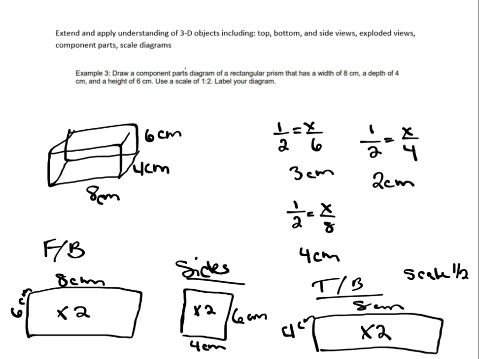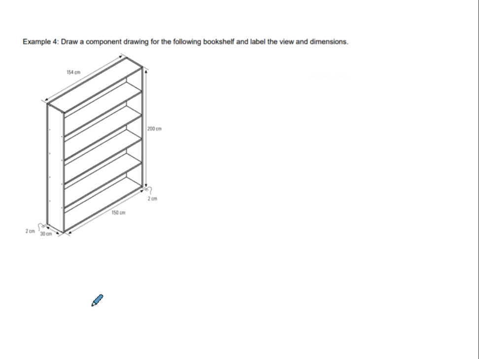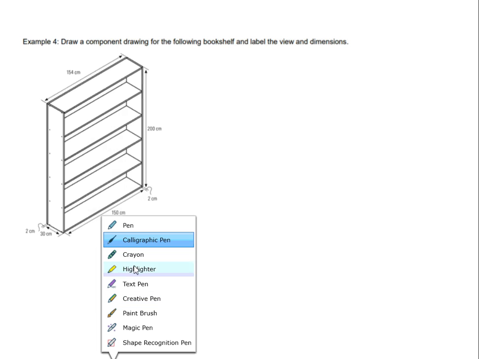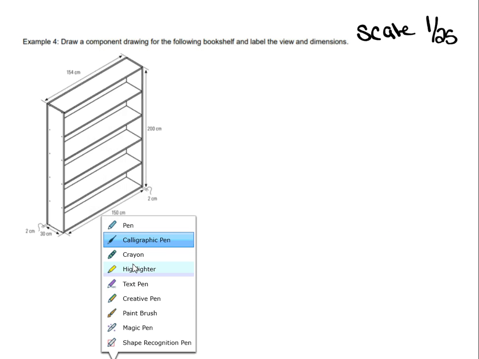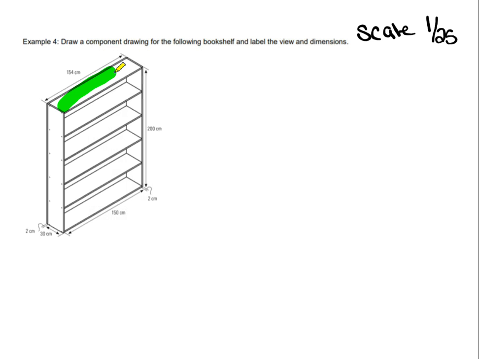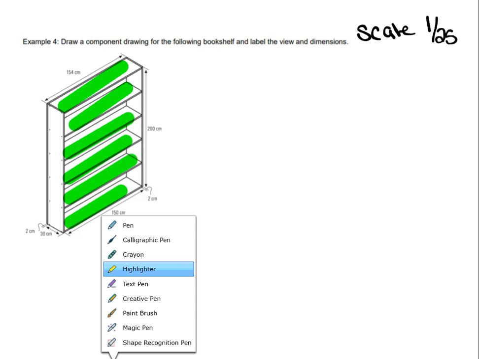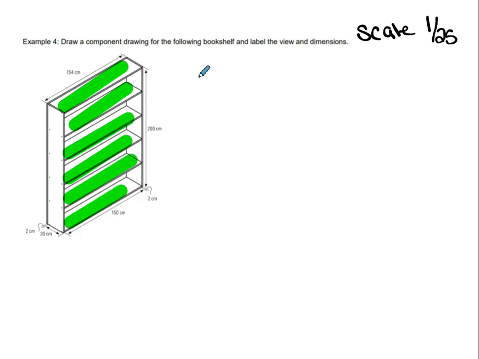And last example here. We're going to go through and figure out what these parts are. I didn't write on here, but I want this to be at a scale of 1 to 25. So let's go through and figure out what all our parts are. So I'm going to have 1, 2, 3, 4, 5, 6 shelves.